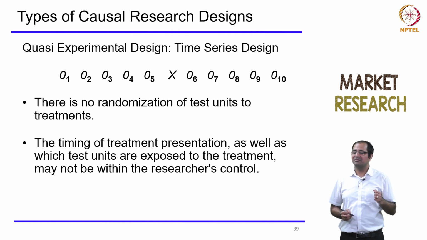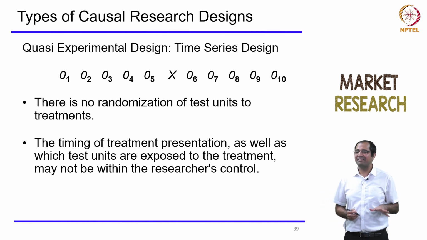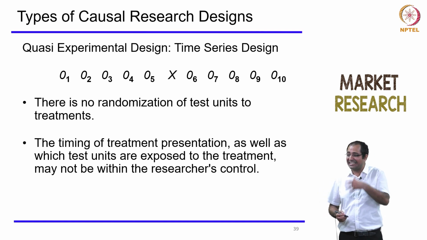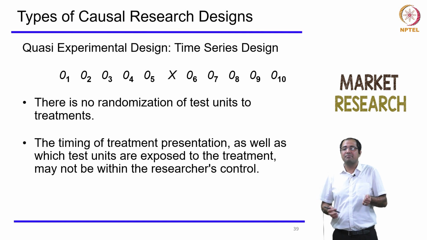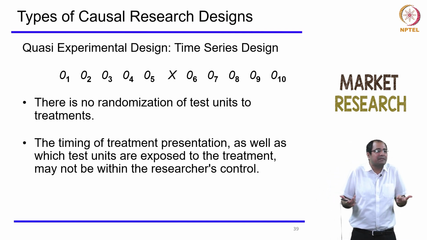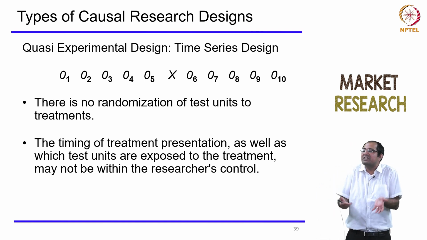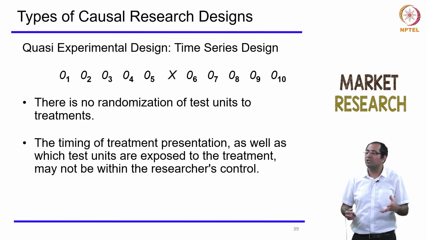But there is no randomization. These test units are there. I am not running any control group, and I am not selecting these families randomly. I am selecting them based upon their availability for participating. Somebody who volunteers to participate in this experiment, I select them. There is no randomization.